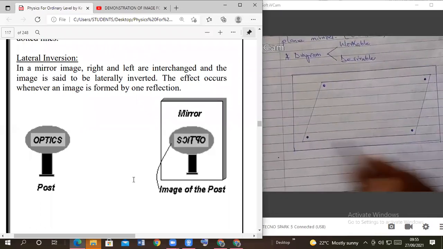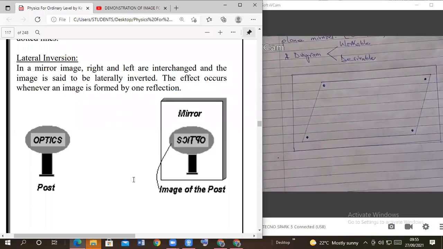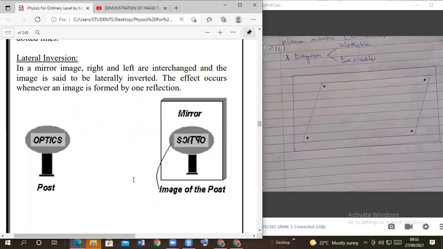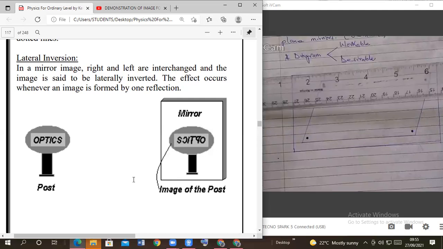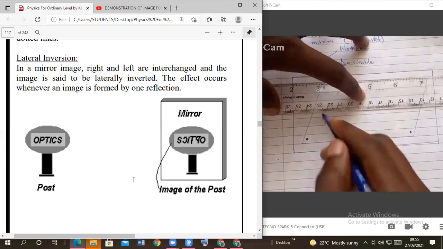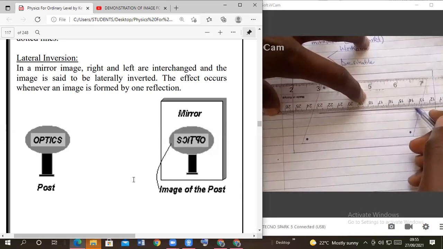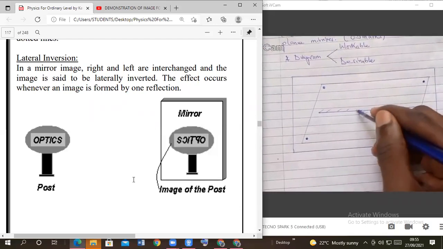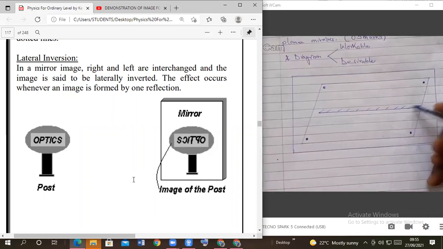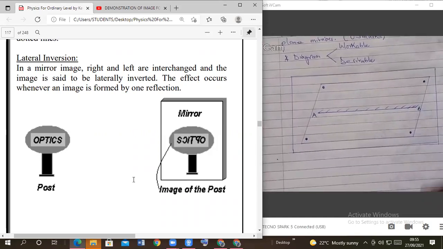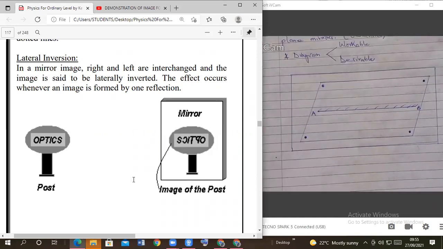Members, now this is my tracing paper. Those are drawing pins. So now I'm going to trace. I get a plane mirror and trace the outline there like that. That's my plane mirror. So I put it like that. One side is coated. I can call it A, B. So now I'm going to put the object here.